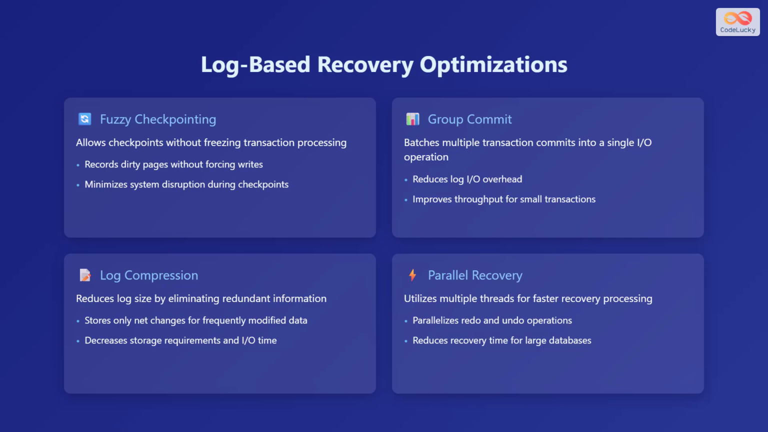Log compression reduces log size by eliminating redundant information. It stores only net changes for frequently modified data, and it decreases storage requirements and input-output time. Parallel recovery utilizes multiple threads for faster recovery processing. It parallelizes redo and undo operations and reduces recovery time for large databases.